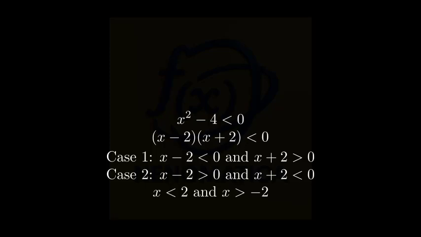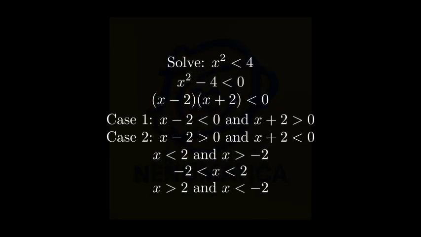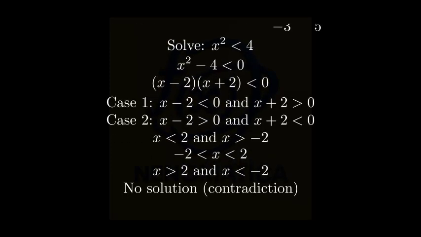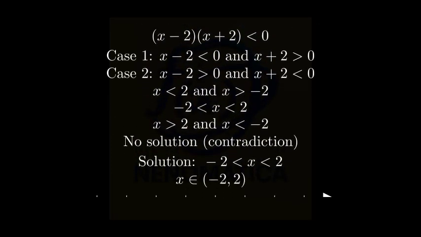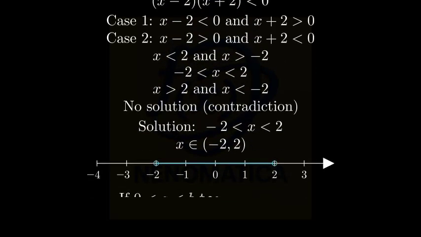Simplifying the first case, x is less than 2 and x is greater than negative 2. This gives us negative 2 is less than x, which is less than 2. Simplifying the second case, x is greater than 2 and x is less than negative 2. But this is impossible, since no number can be both greater than 2 and less than negative 2. Therefore, our solution is negative 2 is less than x, which is less than 2, or written as an interval, the open interval from negative 2 to 2.